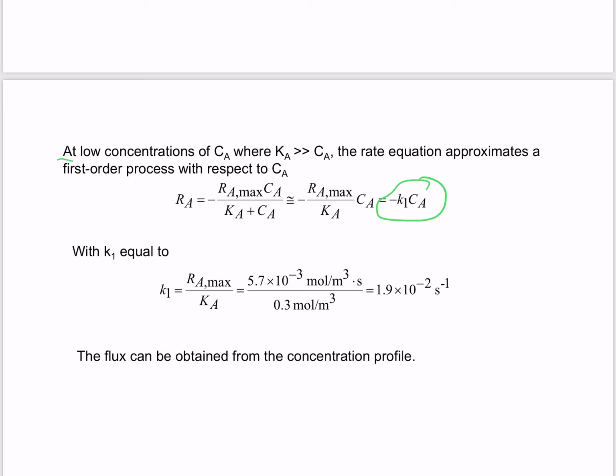The reason it's first order is because we have very low concentrations of Ca, so that Ca is basically negligible relative to Ka. And I think people are fine with that. Yes, did you have a question?